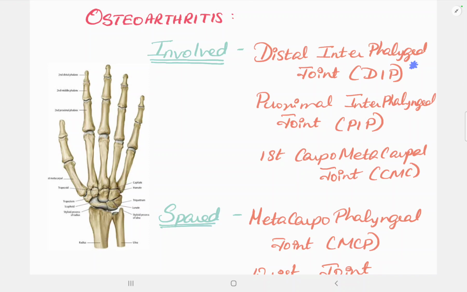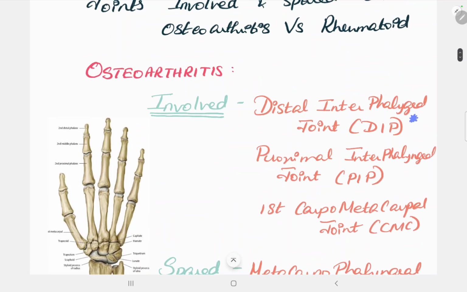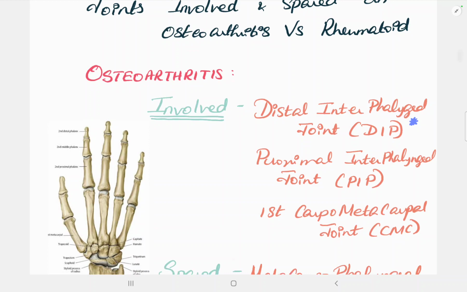So which joint is spared is the metacarpophalangeal joints. So this is the metacarpophalangeal, carpals, metacarpals, phalangeal. So this is the metacarpophalangeal joints. These are typically spared in osteoarthritis. So is the wrist joint. Wrist joint is also commonly spared. So this is about the joints of the hand which are involved in osteoarthritis.